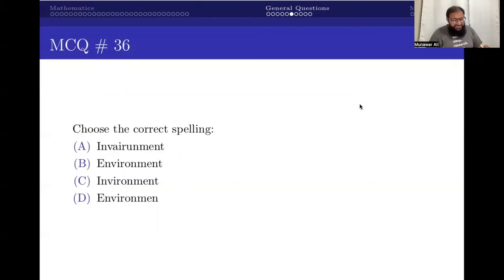So in this MCQ number 36, we only have to choose the correct spelling. And spelling also comes with more and more reading. There are some phonetic rules that one needs to remember or learn, but I think for a mathematics graduate, these things are not important. When you read more and more, you will get an idea of what the correct spelling for some word is. So the correct spelling is B, environment, and the rest of the spellings are not correct.